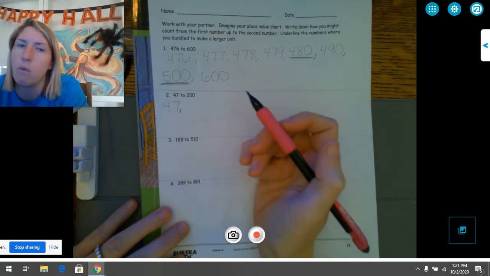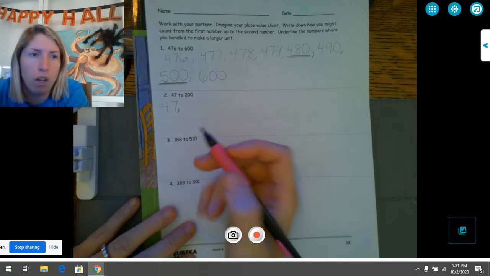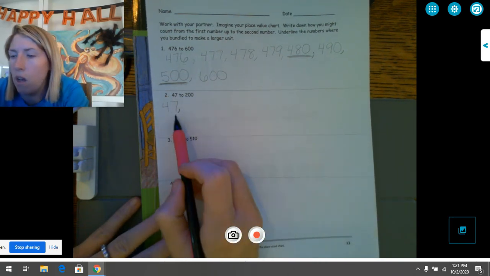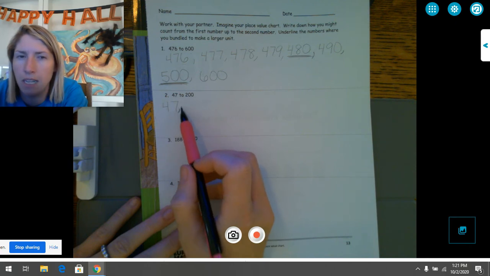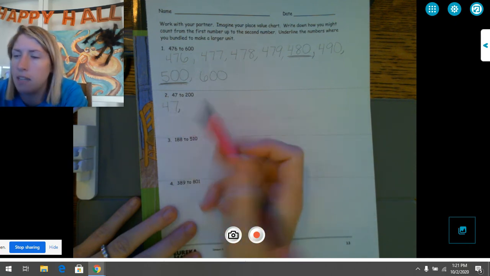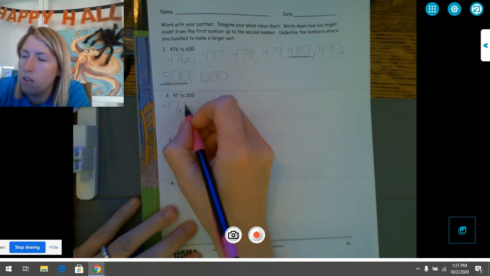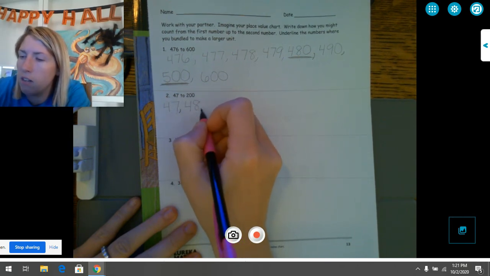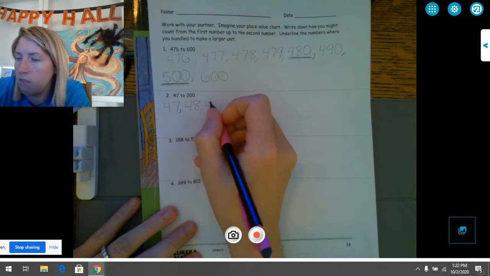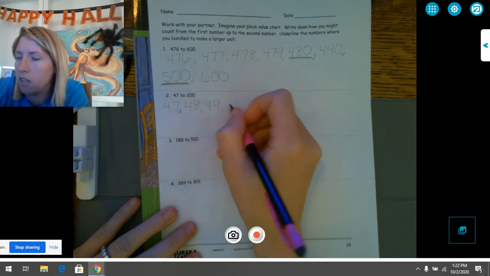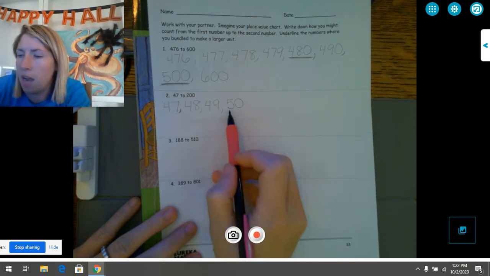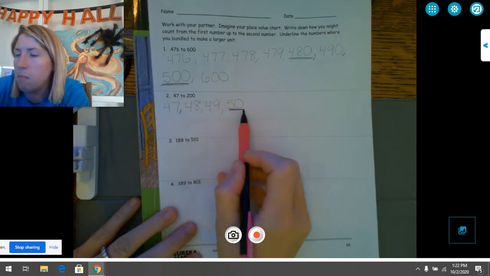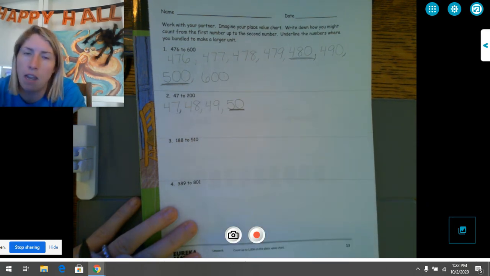All right, so 47. What do you think I should count by first? Ones or tens or hundreds? Well, I want my 7 ones to make a 10 before I switch to counting by tens. So I want to make sure I get a 0 here in my ones place before I start counting by tens. So we're going to say 47, 48, keep going with ones, 49, 50. And now that I've made it to 50, I'm going to underline that 50 because now I'm going to switch and I can count by tens.